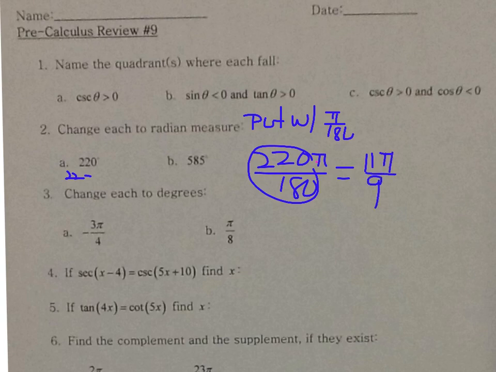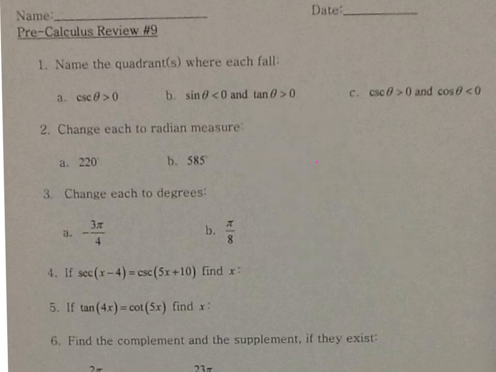Okay, next one, 585 degrees, multiply it by pi over 180. In your calculator, plug in 585 divided by 180, put it into a reduced fraction, so that's 13 pi over 4. Okay, so let's take a look at the next one, number 3.